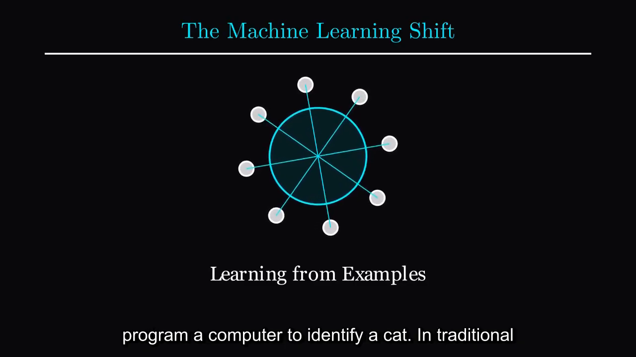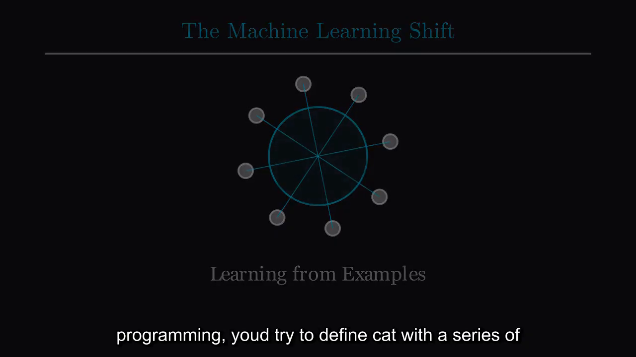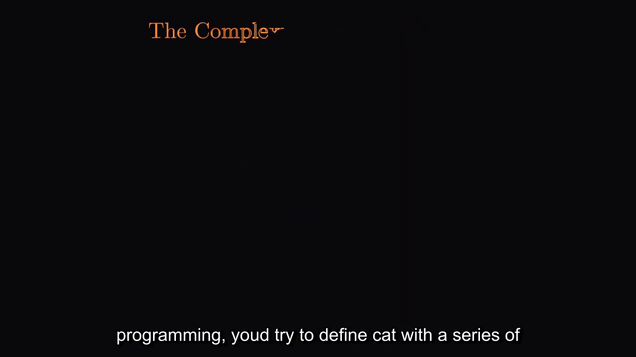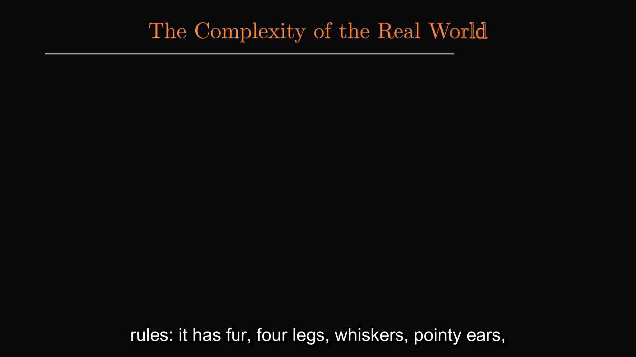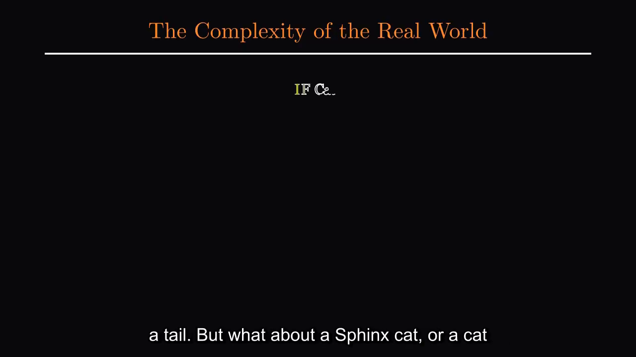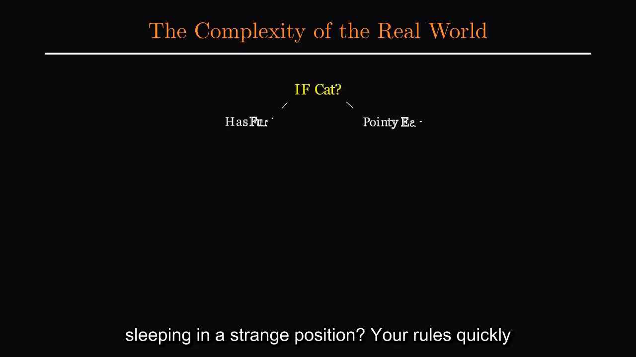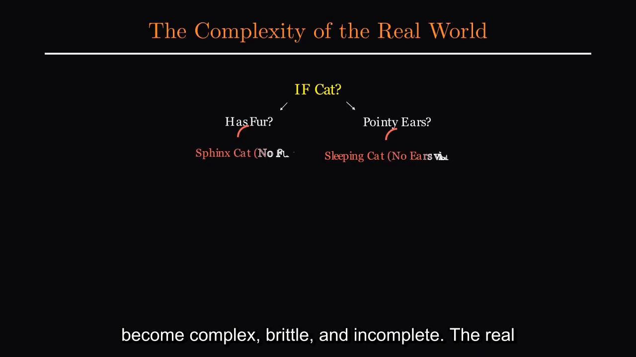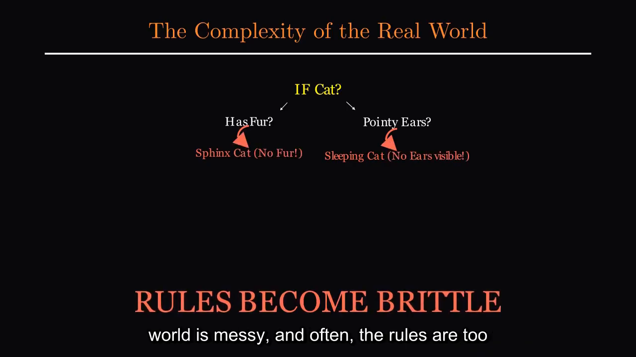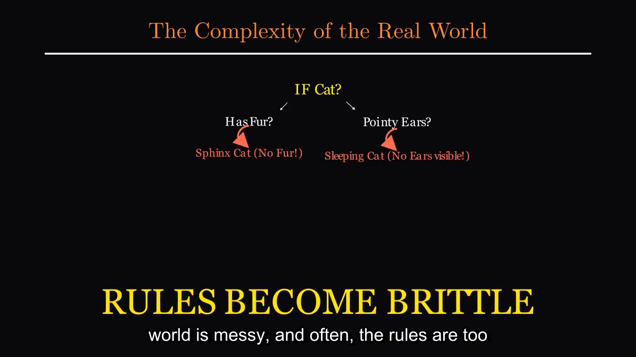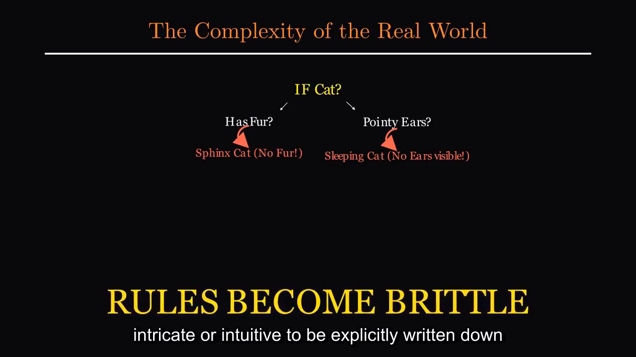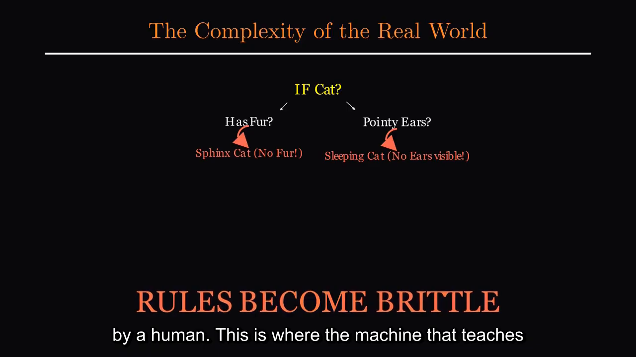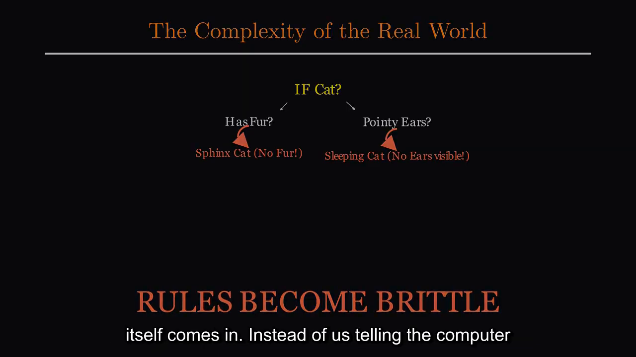Imagine trying to program a computer to identify a cat. In traditional programming, you try to define cat with a series of rules. It has fur, four legs, whiskers, pointy ears, a tail. But what about a sphinx cat, or a cat sleeping in a strange position? Your rules quickly become complex, brittle, and incomplete. The real world is messy, and often, the rules are too intricate or intuitive to be explicitly written down by a human. This is where the machine that teaches itself comes in.